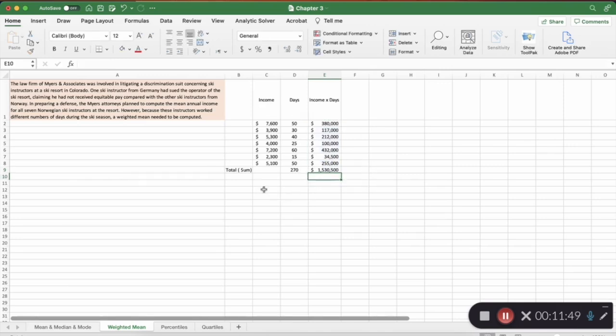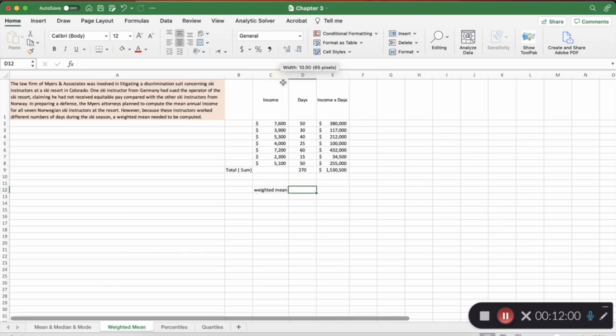Now what we can do is find the weighted mean. The weighted mean is equal to the sum of the income times the days, divided by the total number of days, the weights. So the weighted mean is $5,668.52. If we take into account the number of days worked, the Norwegian ski instructors had a mean income of $5,668.52. So this is the weighted mean.